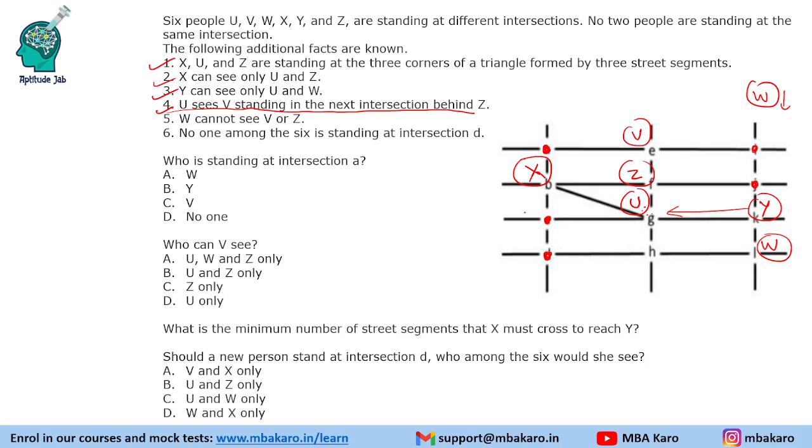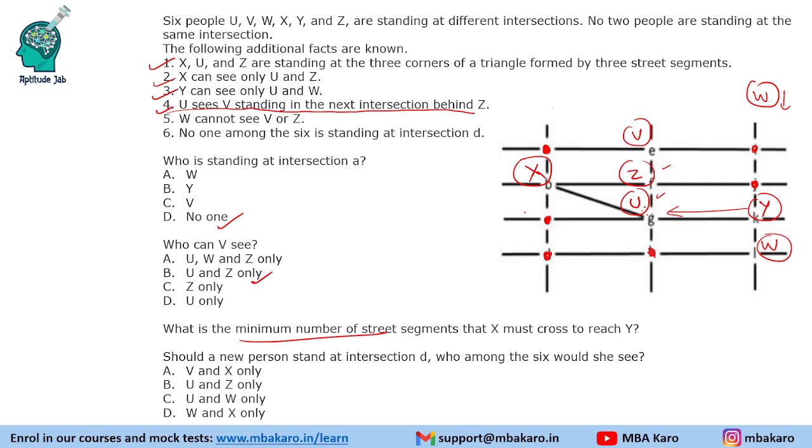Now let us answer the questions. Who is standing at intersection A? So no one is standing at intersection A. Who can we see? So we can see Z, we can see U, and we cannot see anyone else. U and Z only.